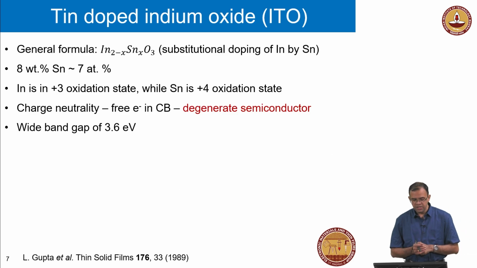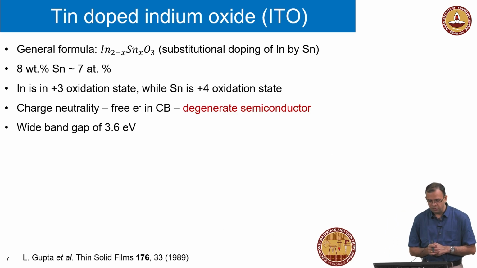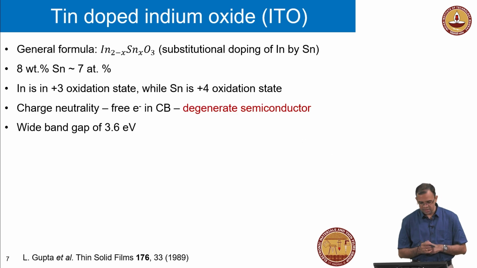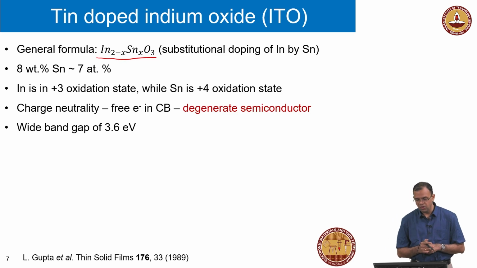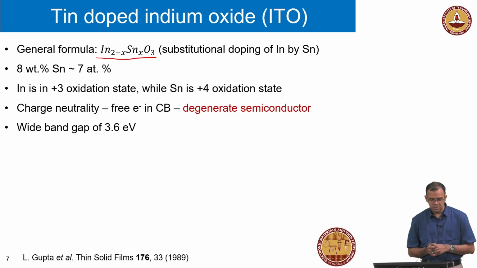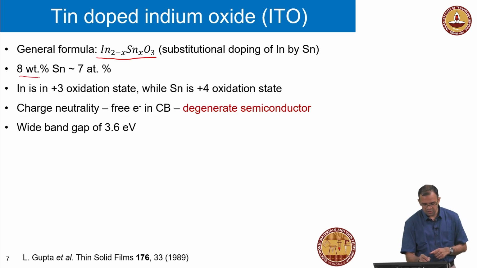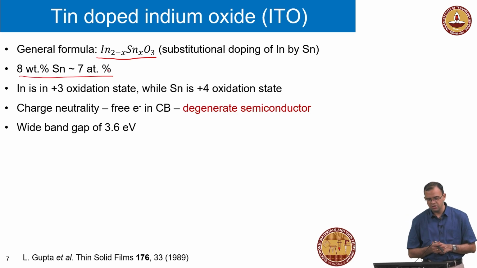So tin doped indium oxide has a general formula In2-xSnxO3. It is nothing but the substitutional doping of indium by tin. So wherever we have indium atoms or indium ions, you replace it by tin. Typically people find that around 8 weight percent or 7 atomic percent of tin is sufficient in order to give us good electrical conductivity.